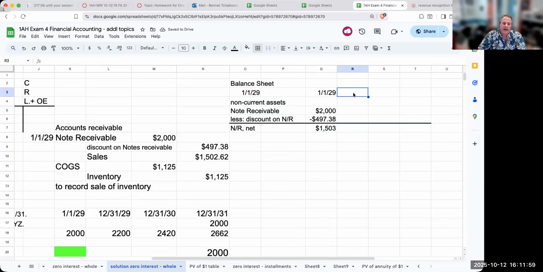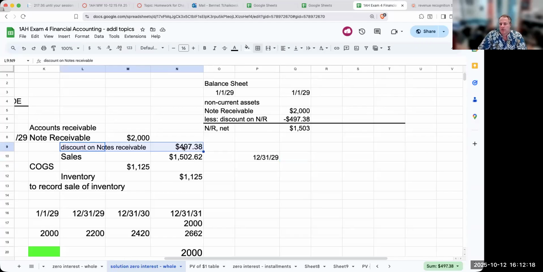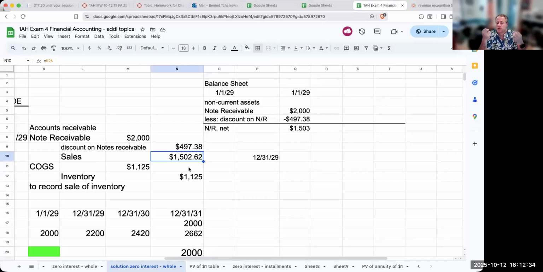Now, let's take a look at what happens on 12/31/29. Some time has passed, basically a year. What is this about? This discount on notes receivable is effectively my interest revenue, because this is a zero interest bearing note. And under accounting, we know that this is really interest revenue, so we need to show that accordingly.